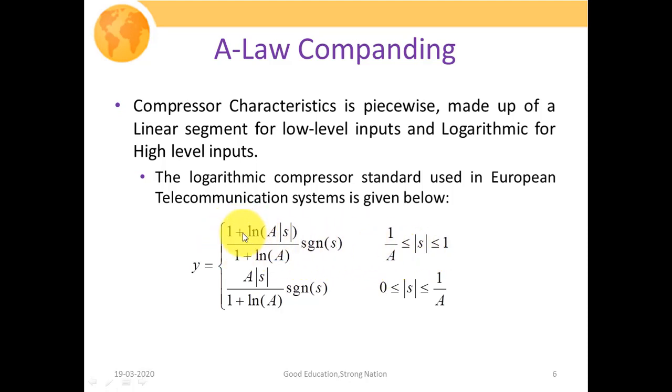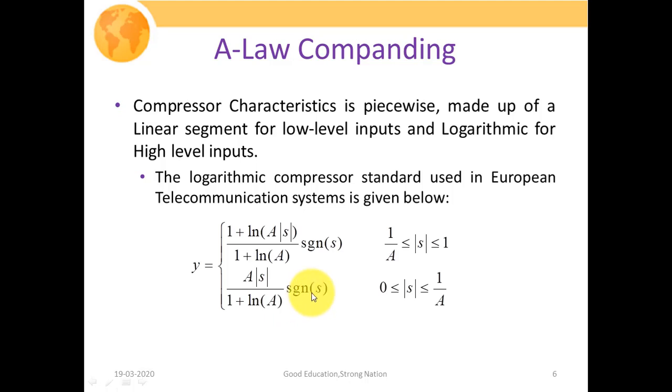Obviously we need to memorize these characteristics as these are standards. I am going to discuss what A, s and y are. y is the normalized output signal, and s is the normalized input signal. A is a standard. What these characteristics show is, if our normalized signal strength lies between 1 over A and 1, then the normalized output of the compressor is given by this particular equation. And if the normalized signal value lies between 0 and 1 over A, then the normalized output of the compressor is given by this equation, A times the normalized value of our signal over 1 plus ln A, times sign of s, where sign of s shows the sign of our signal, that is whether it is negative, positive or 0.